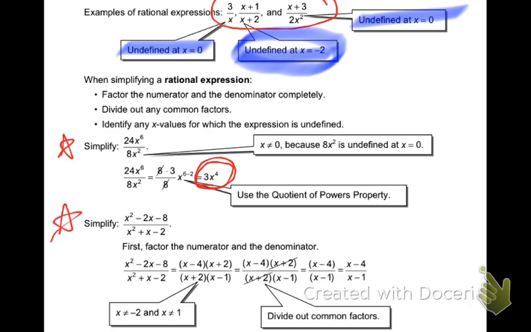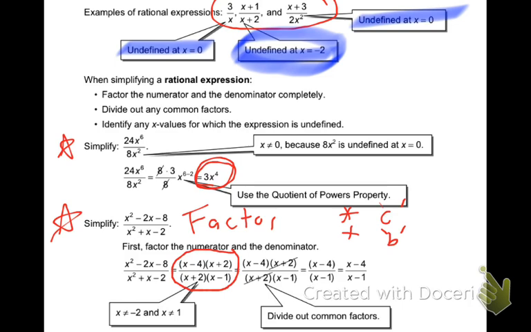Okay? X squared minus 2x minus 8. Now I need to factor each of these. Okay? Now when we say factor, that means what? Multiplies to get C and adds to get B. So what are 2 numbers that multiply to get negative 8, add to get negative 2? Well, that's where I get x minus 4 and x plus 2 over, then I do the second part. What are 2 numbers that multiply to get negative 2, add to get 1? That's a positive 2 and a negative 1.